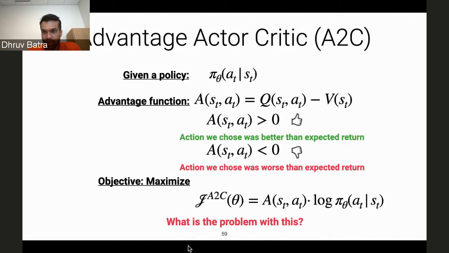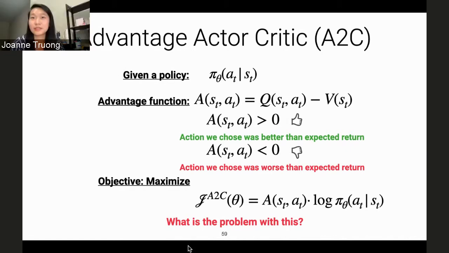We have no responses so far. Joanne, do you want to give them a hint? So I guess, is there a certain magnitude that you would update? Is there a problem with updating a policy too much?